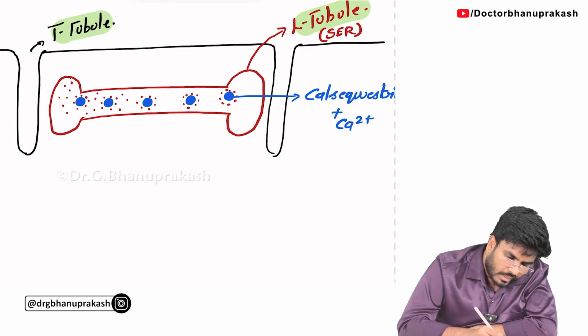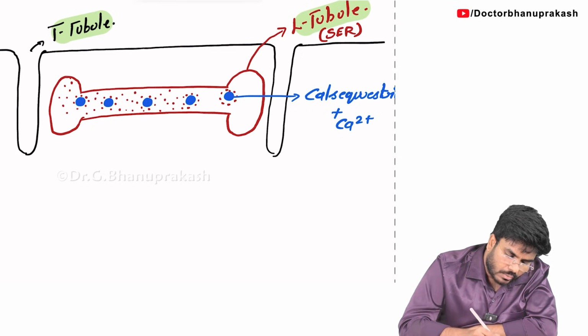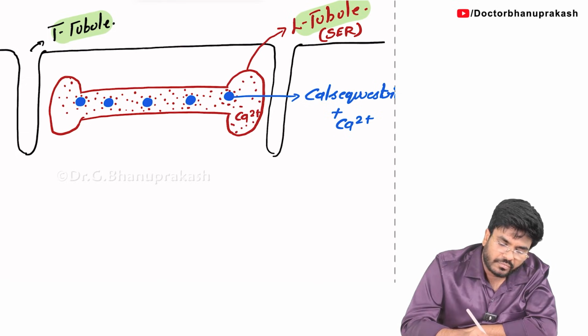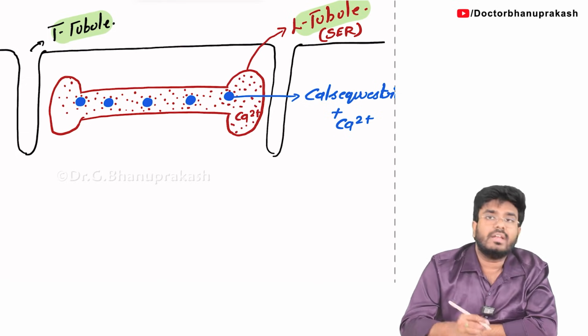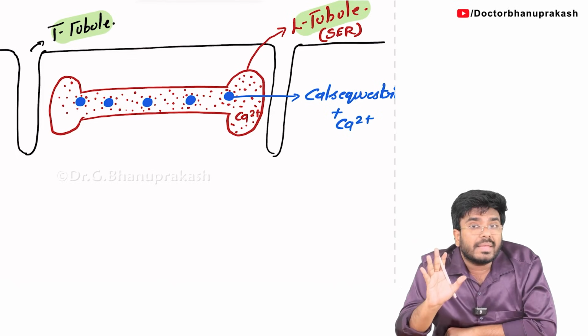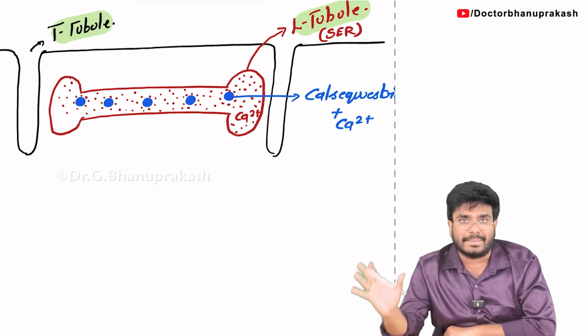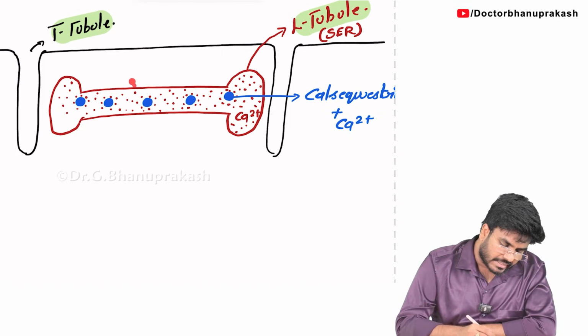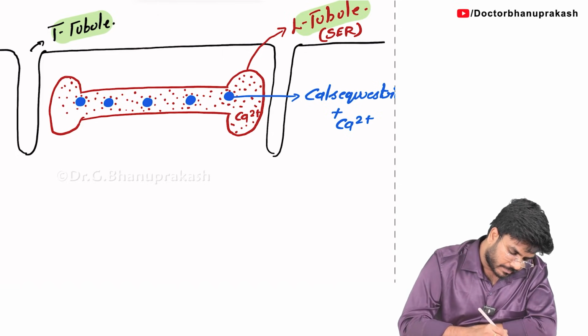Now tell me, what is the function of the sarcoendoplasmic reticulum? It's a storehouse of which ions? Calcium ions. Lots and lots of calcium is present over here. Calcium is not freely available in the cytoplasm. Calcium is not freely available for the muscle, guys. Otherwise, the muscle will be kept in a contracted state. Calcium is available only whenever there is a necessity. All the calcium is tightly packed over here.